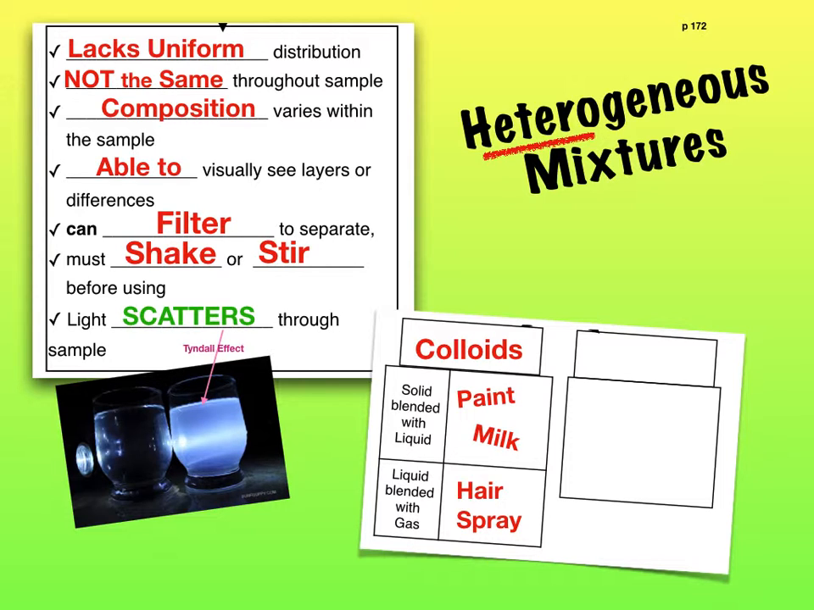Another type of heterogeneous mixture is referred to as a suspension. Some of these particles are really large, so you can actually see some of them with your eyes. A great example of a suspension would be Italian salad dressing. Definitely need to shake it before you use it.